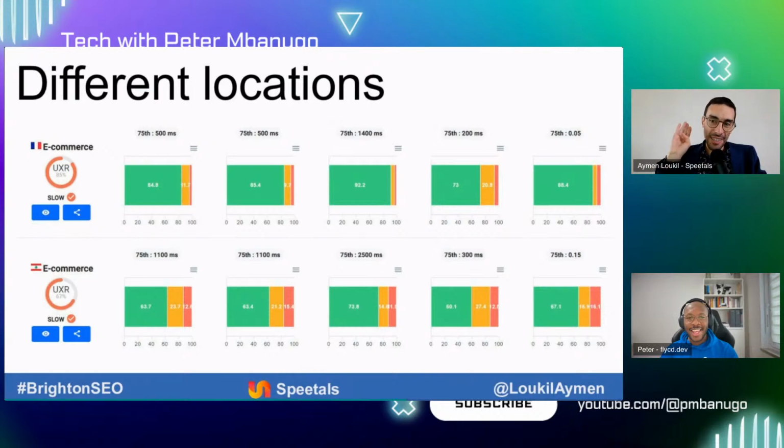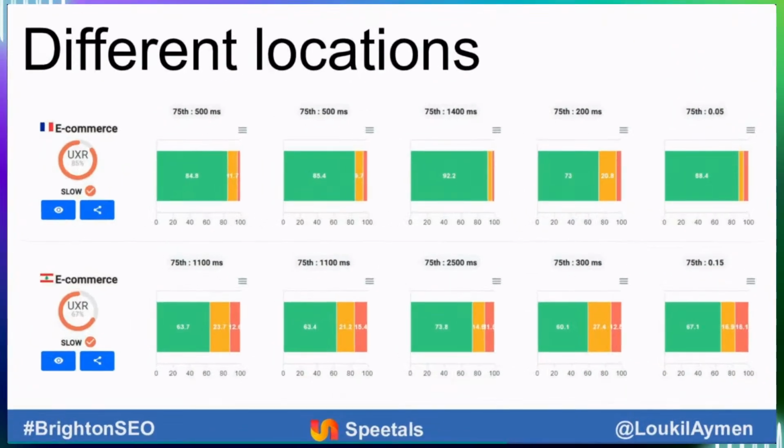So that's fine. Here is an example of an international e-commerce website, right? The website is hosted in France, in Paris. So if you take the first line, we are seeing the metrics of Web Vitals, which is pretty good: 84, 85, 92, 73. Okay, there is room for improvement, and 88% of good sessions on these metrics.